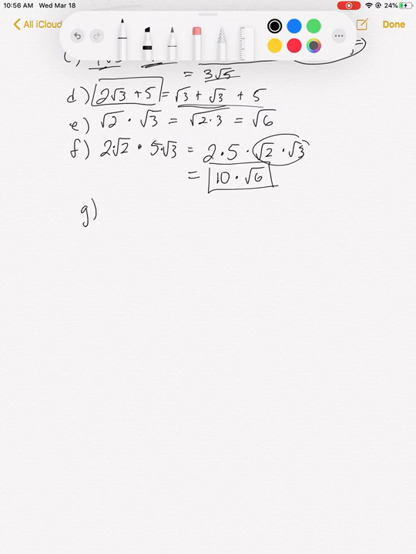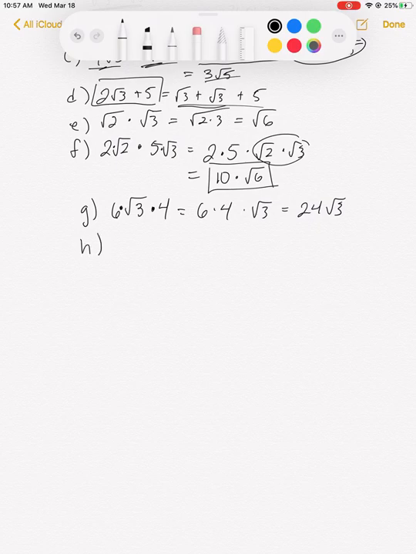G. Now G is 6 square root 3 times 4. You have to be careful on this one because there is not an addition in here. That is not adding, and you cannot distribute. So when you do 6 times the square root of 3 times 4, I can just use the commutative property and switch it to be 6 times 4 times square root 3. And when we do that, we just get 24 square root 3. So that one's pretty good there.